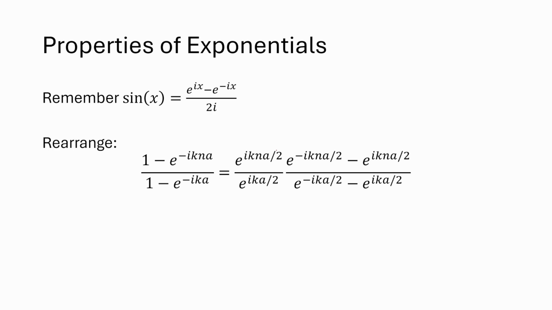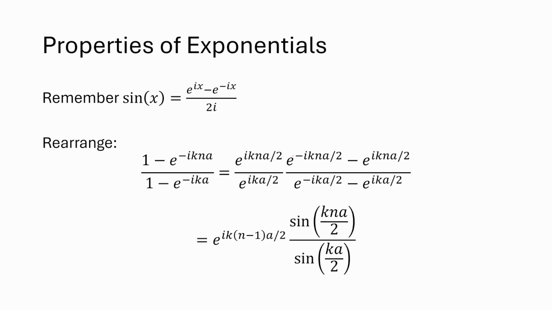What we're left with here is a common factor, e to the ikna over 2 and e to the ika over 2. So we're going to take that common factor and just pull it out of everything. And what that leaves you with is this factor out front times two different sines. There's a sine on top and a sine on bottom.